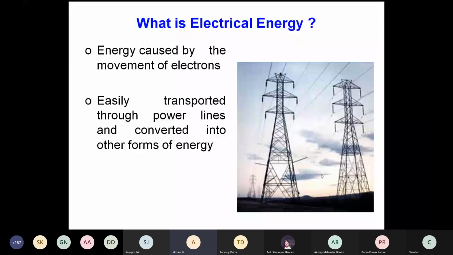Anybody there who has not seen this type of lines? No, sir. Who is telling no?